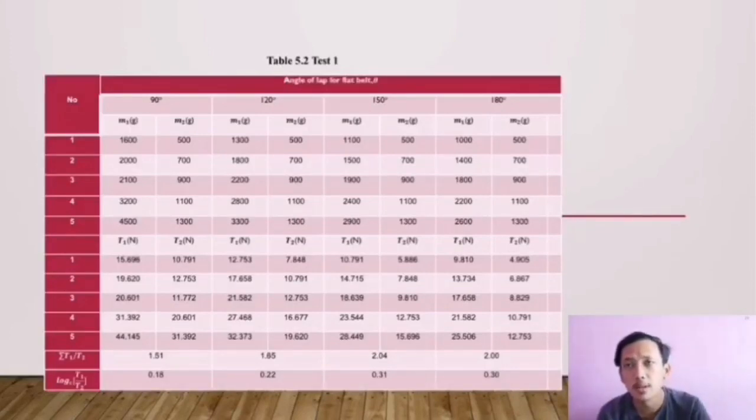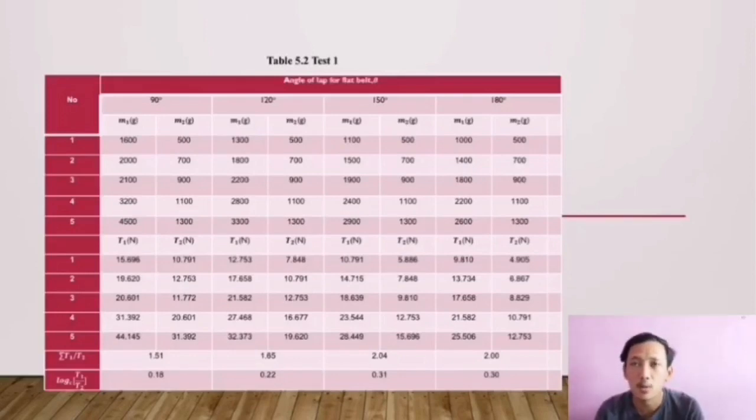So, I want to talk about the result of the experiment. There are two types of tests, test 1 and test 2. Test 1 is about the angle of lap for the flat belt, divided into 4 different angles, which are 90 degrees, 120 degrees, 150 degrees, and 180 degrees. There are M1 and M2, and the unit is in grams. There are 5 repetitions for each angle. The mass 1 and mass 2 are given based on the observation.